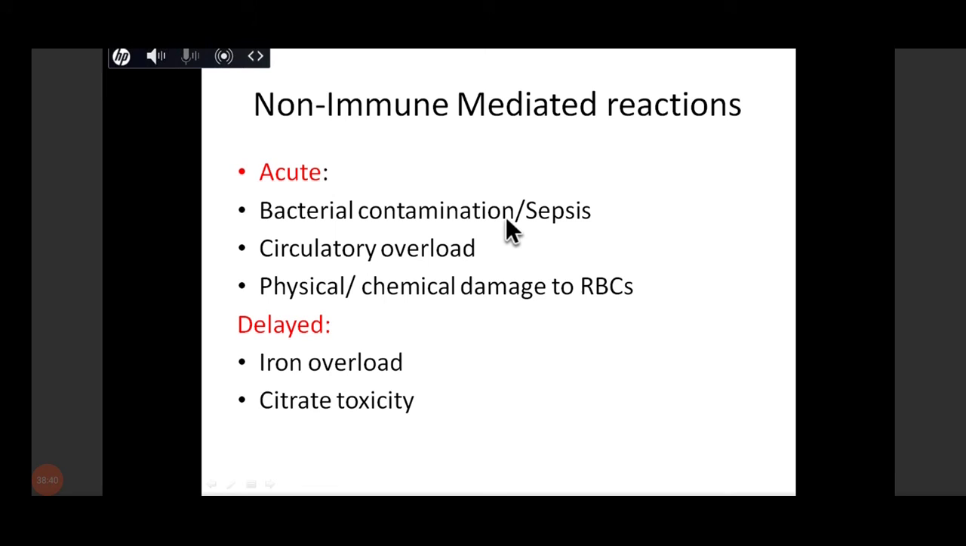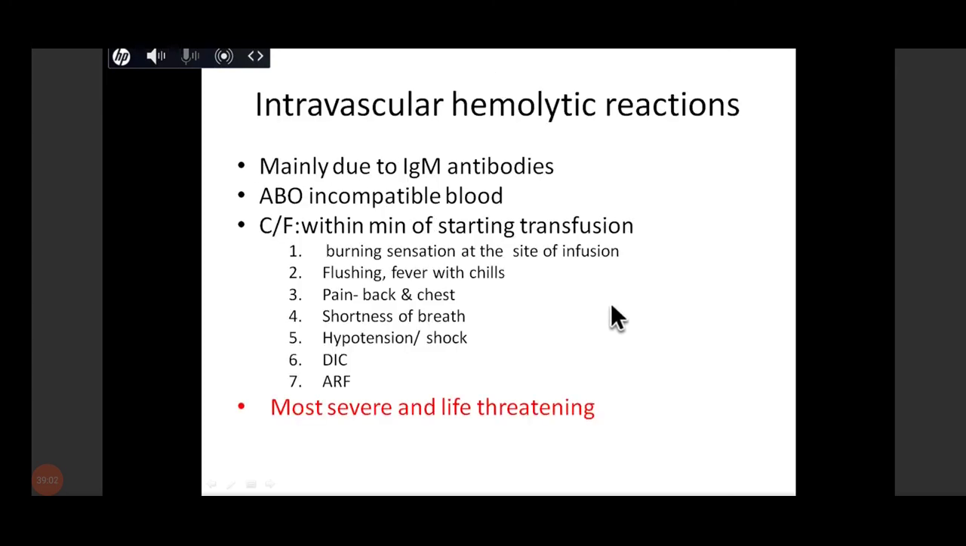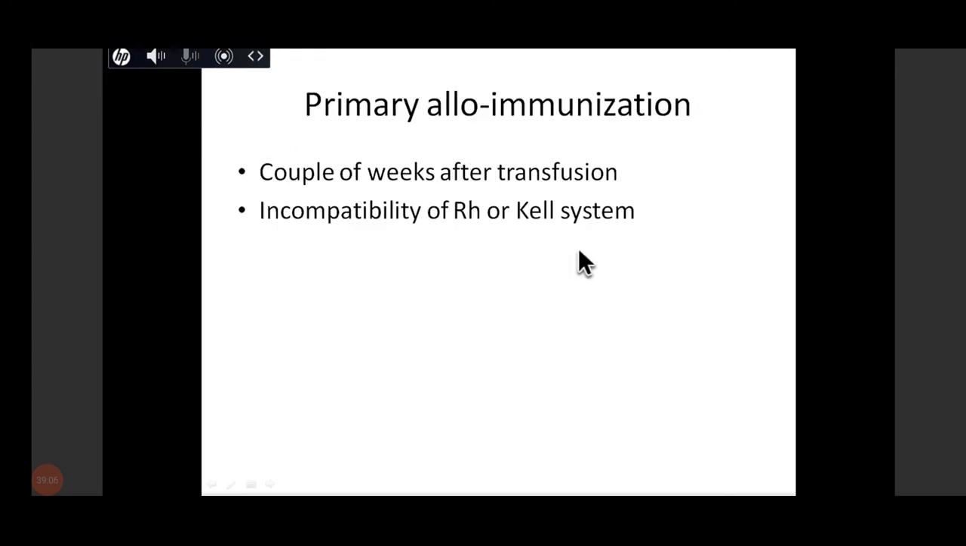In acute, bacterial contamination can be seen in the blood bag itself, which is leading on to sepsis. There can be circulatory overload. There is physical damage to the red cell, which is leading on to hyperkalemia. Or there can be iron overload, hemosiderosis, and citrate toxicity. As the bags contain citrate, there can be citrate toxicity. Okay. I won't go into this because this has all been covered by my resident.